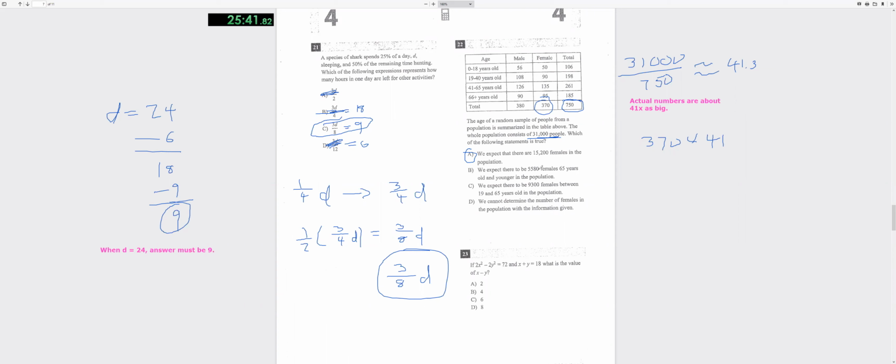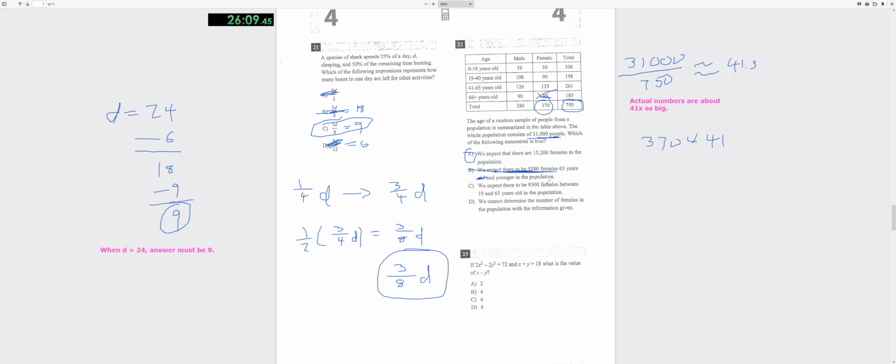We expect there to be 5,580 65 and younger in the population. Oh, 65 and younger. Okay, that takes out the word old there. It's confusing. So basically not the 95, everything else. So 50 plus 90 plus 135, and we'll multiply it by 41 to check, and that's 11,275. That is not 5,580. Nope.